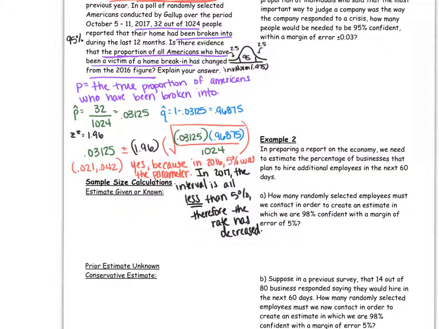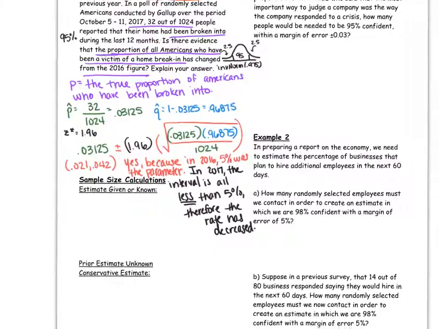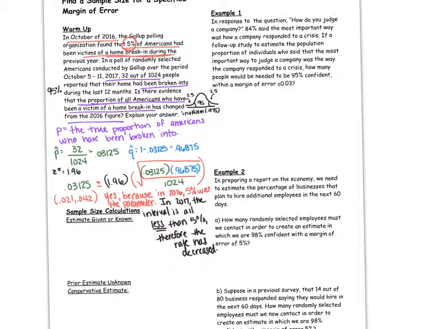We're going to talk about these things called sample size calculations. And I'm going to use an example to try to bring you into this. It says this, example 1. In response to the question, how do you judge a company? 84% said the most important way was how a company responded to a crisis.